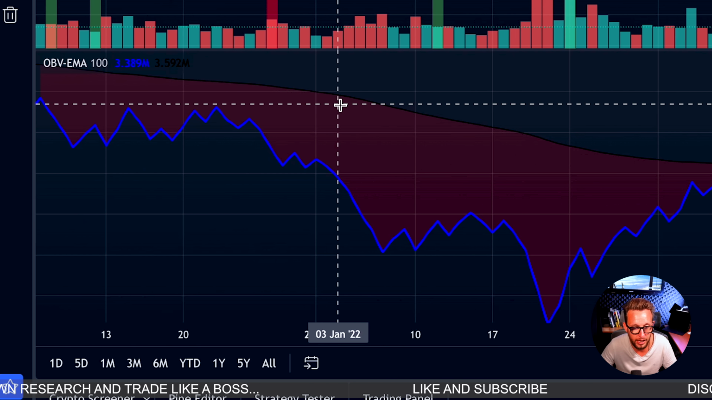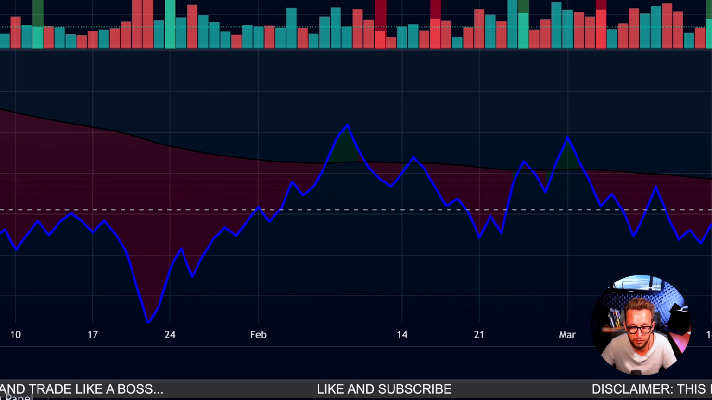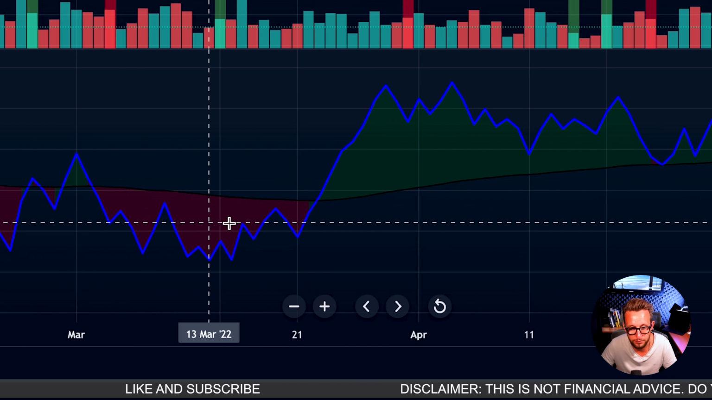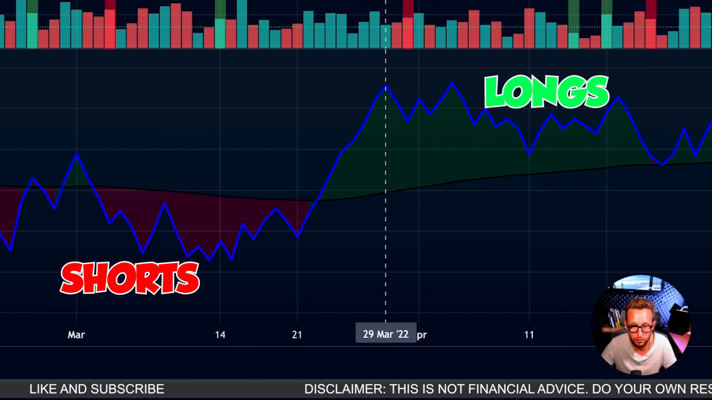Down the bottom here, we have a red and green zone. This is going to give us our trend direction. So when we're in the red, we're looking for shorts. When we're in the green, we're looking for longs.